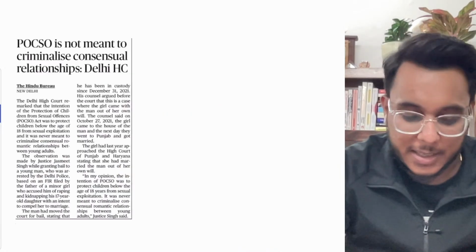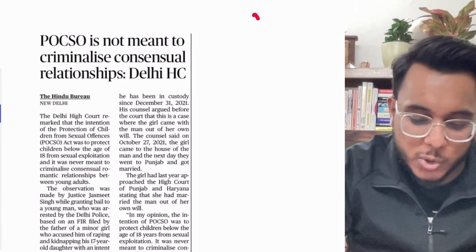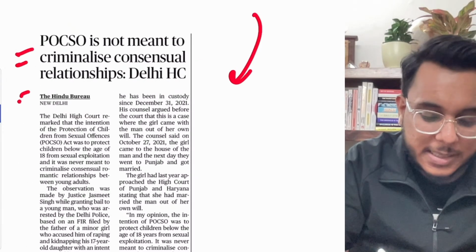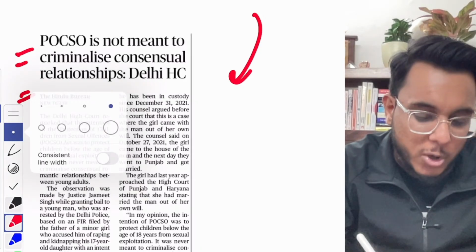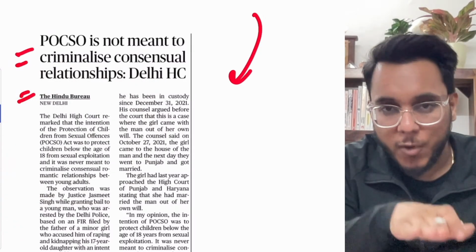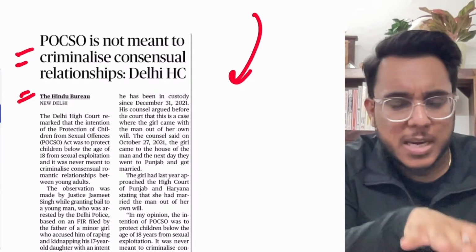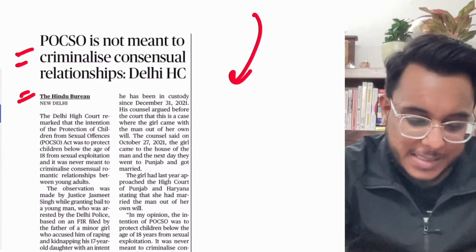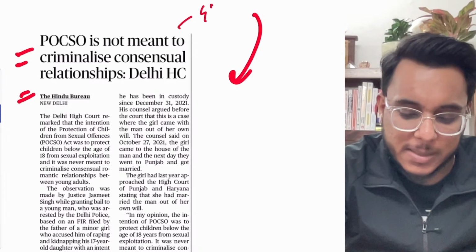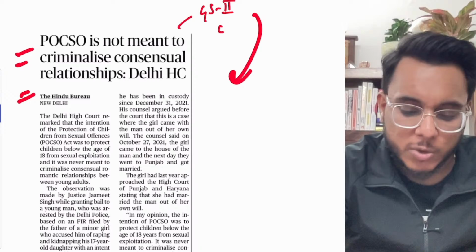And now moving to the next article. POCSO is not meant to criminalize consensual relations, Delhi High Court. Now if you are following the newspaper analysis regularly, we have followed this particular article multiple times in the last week. So what actually is happening, guys? This article is important for GS paper number 2, issues related to children.